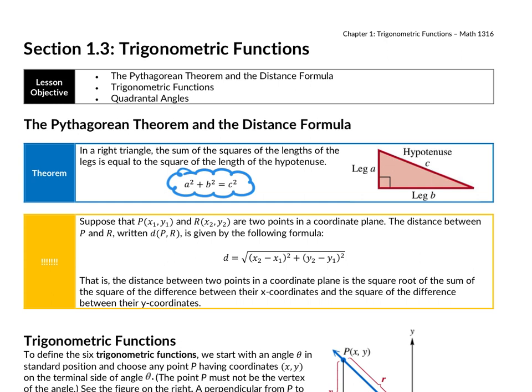We will also be determining distances on a coordinate grid. So we have the formula for distance, which we've seen before. That's the formula for distance between 2 points.